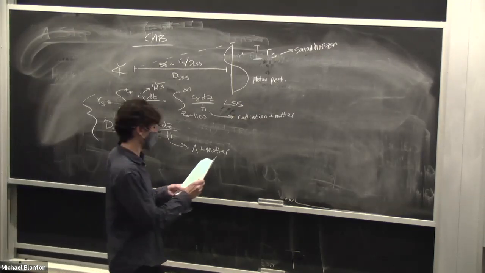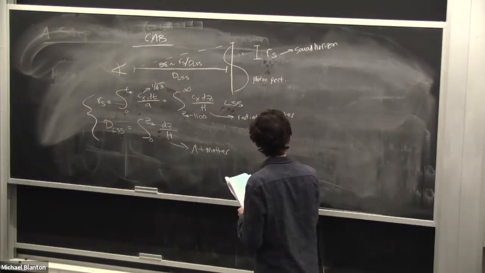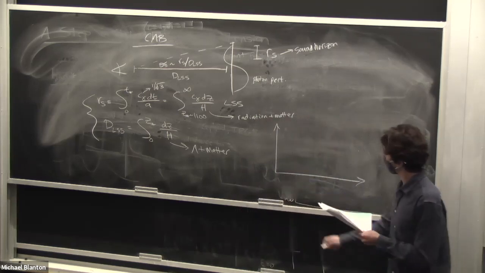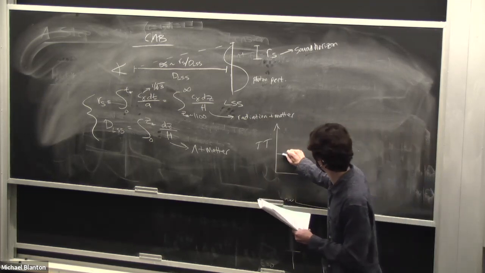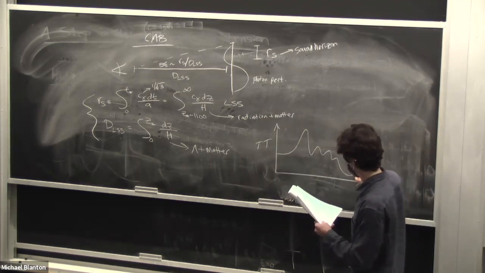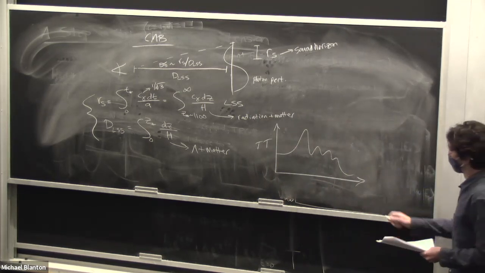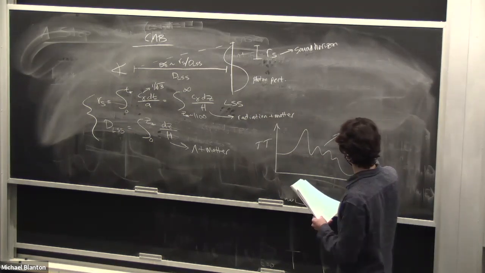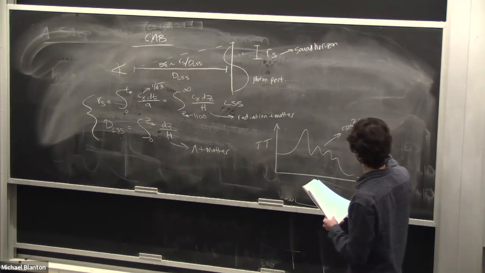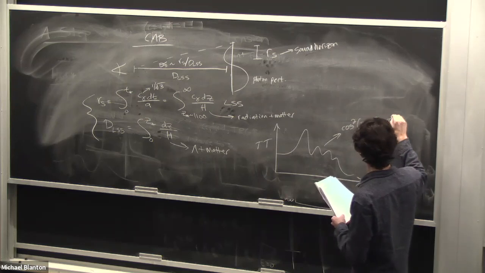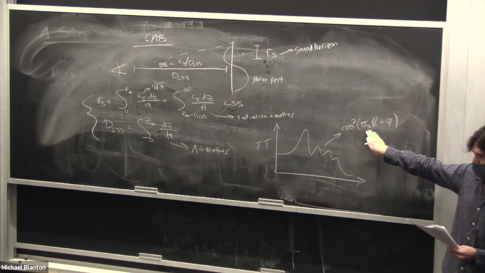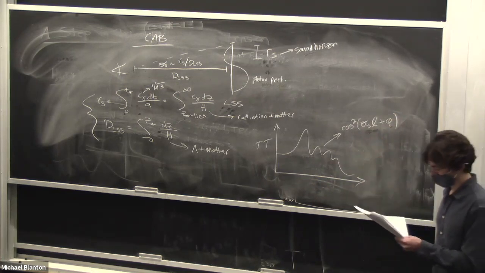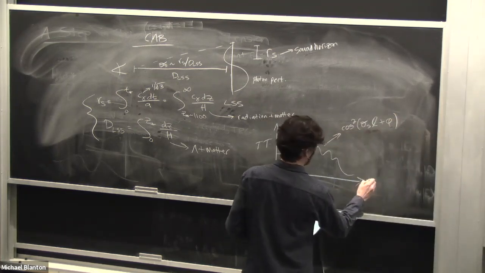Now, when you look at, let's say, the temperature power spectrum of the CMB, you see these little peaks. These peaks are roughly spaced at L. They have some overall phase, but the spacing in L is roughly just controlled by the sound horizon, theta S.